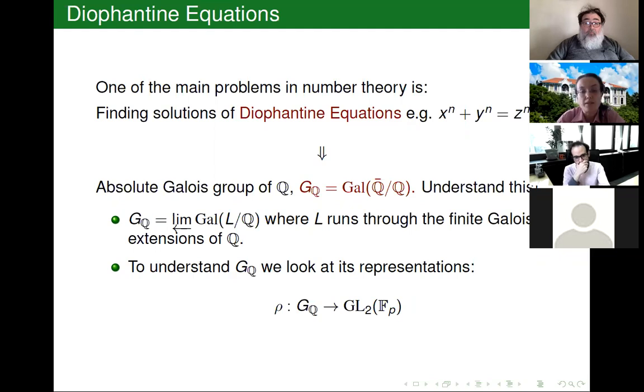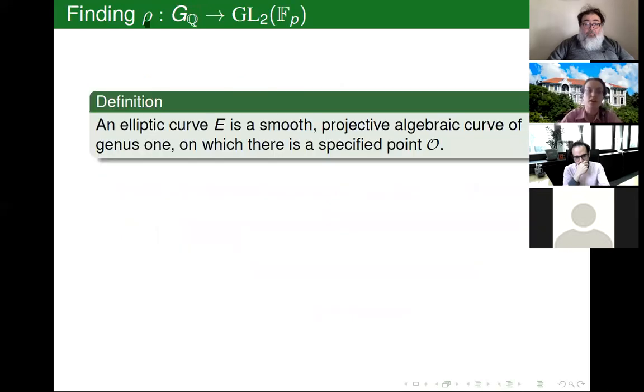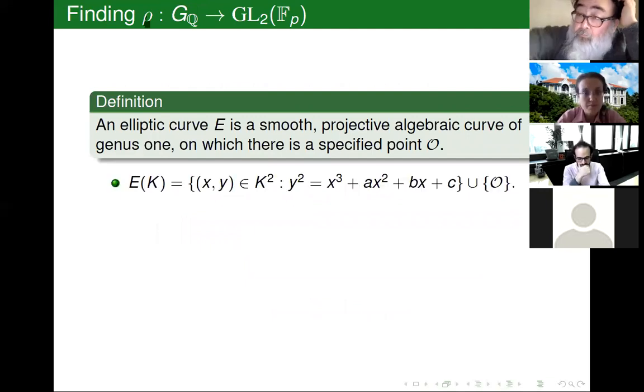But where does this representation come from? This is the point where this totally arithmetic-looking question relates to a bit of geometry, because these representations do come from elliptic curves, which are geometric objects. I just repeated the formal definition here, especially for students who might be in the audience.